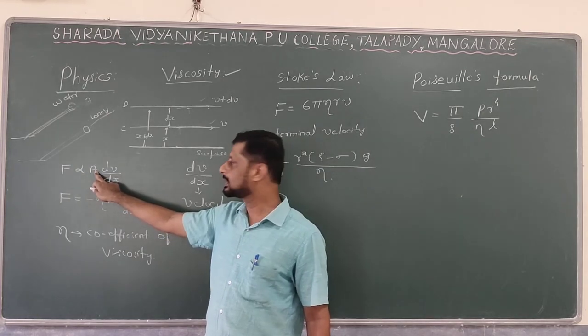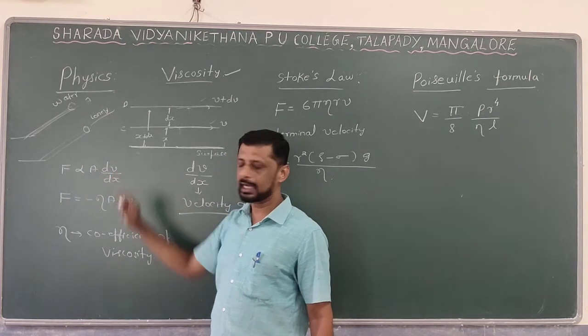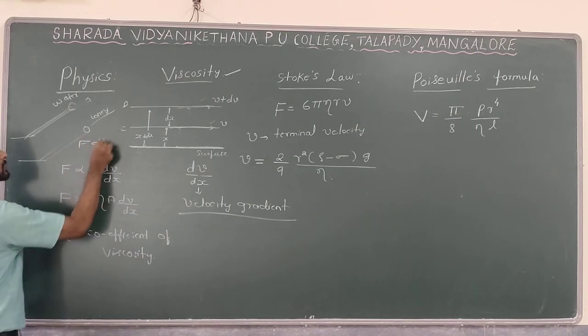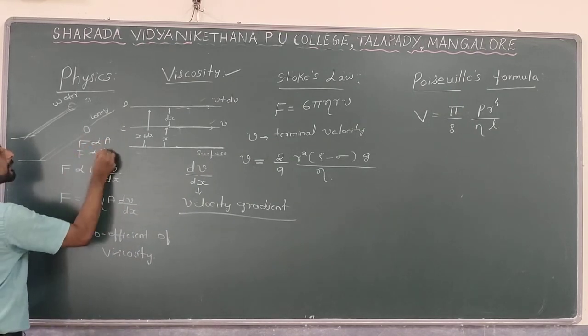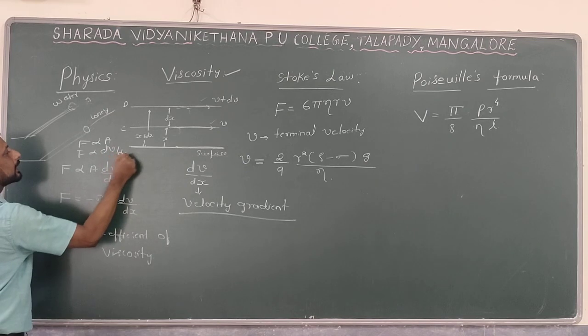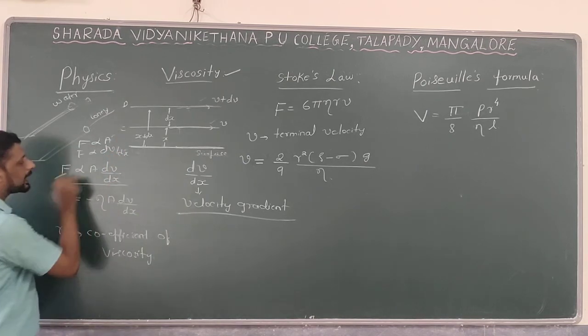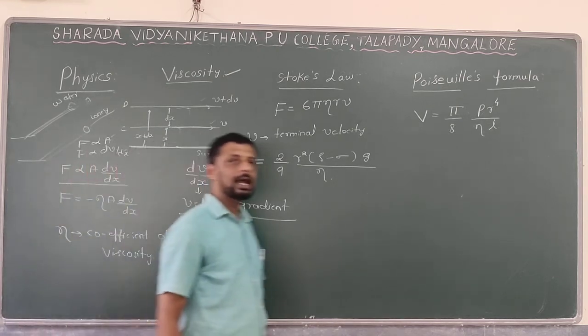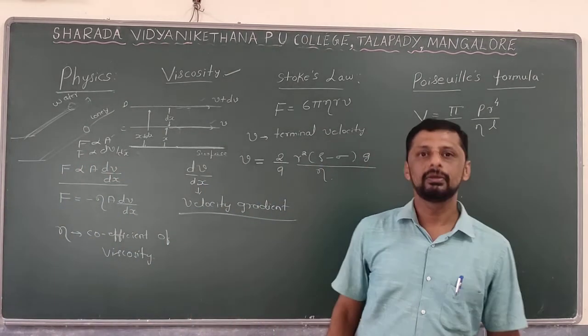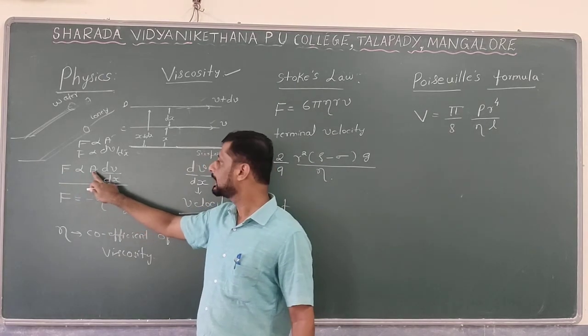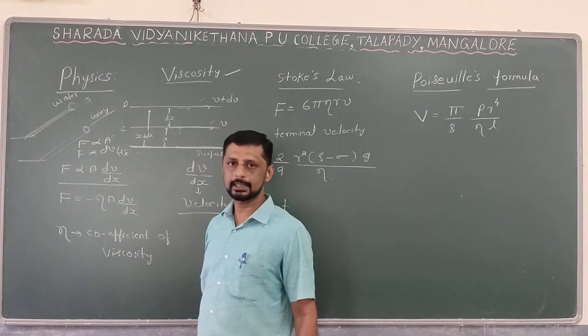Area of the liquid surface, and it is also directly proportional to the velocity gradient. F is directly proportional to A and F is directly proportional to the velocity gradient. Combining these two terms, you can write F is directly proportional to area of contact and directly proportional to velocity gradient. That is, F is directly proportional to A into dV by dx.